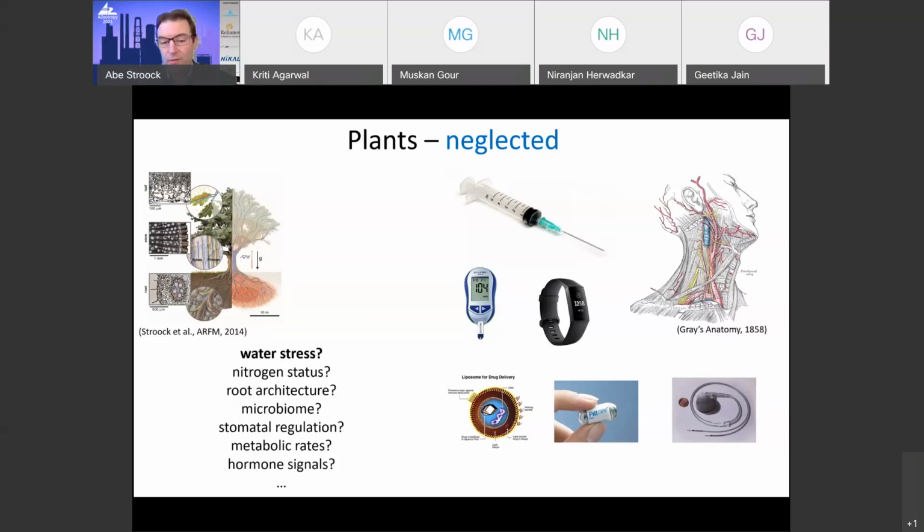And on the left, I have a list of things we'd like to be able to measure in real time. I'm going to speak in particular about water stress, but if you're looking for an open area for engagement with biology as an engineer, essentially it's all open for invention and innovation and discovery.